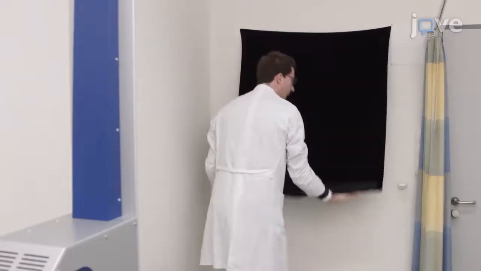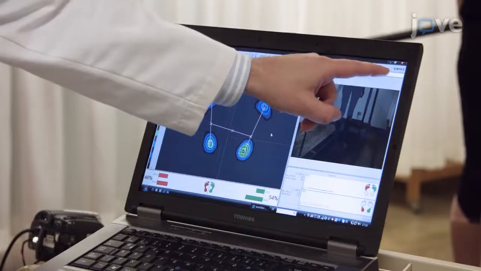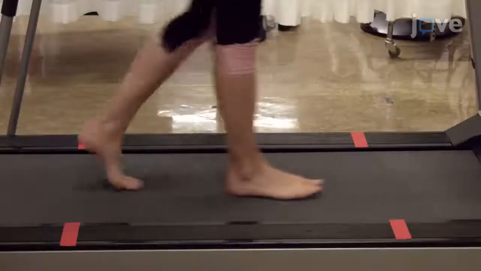The methodical setup of this technique is complex, with several potential pitfalls. Therefore, we believe that visual demonstration of this method is helpful for everyone who wants to implement it.